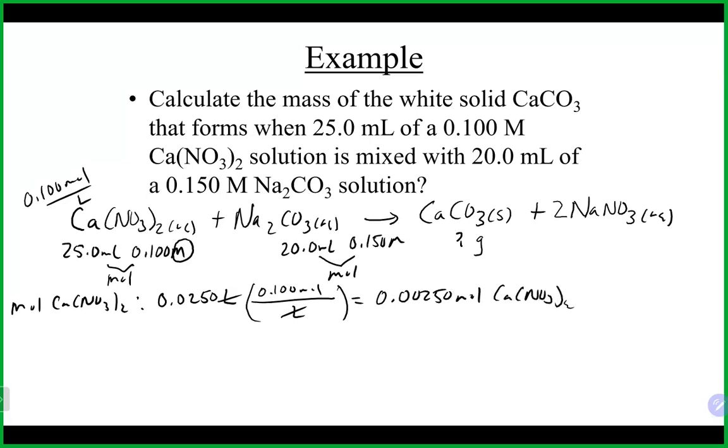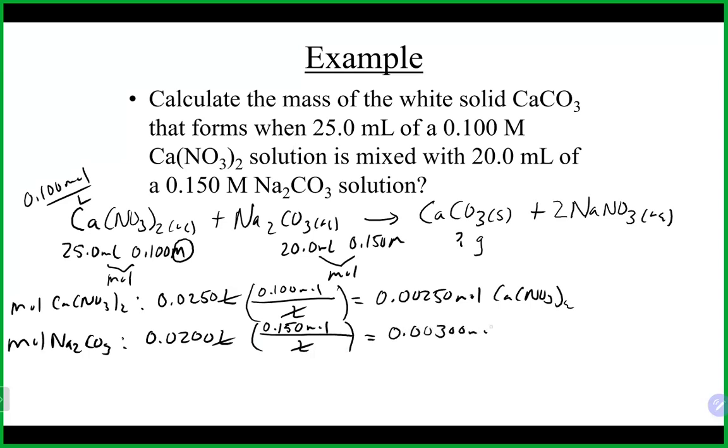We're going to do basically the exact same calculation for our other reactant. So our moles of sodium carbonate will be 0.02 liters. Again, converting our volume into liters. Using our molarity here with both units showing moles per liter. Liters are going to cancel. Going to get us 0.02 times 0.150. And that's going to give us 0.003 moles of our sodium carbonate.